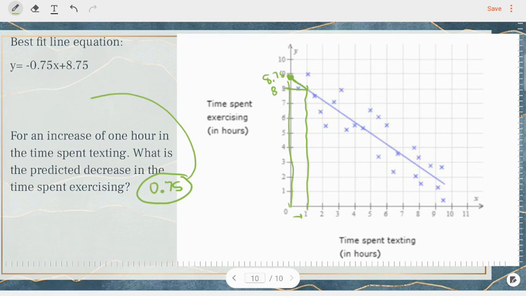I want you to notice that is my slope. I didn't actually have to figure out how much it decreased. My slope is always going to tell me, if I increase by 1, how much the other is going to change. If you have any questions about equations of best fit lines, please reach out.